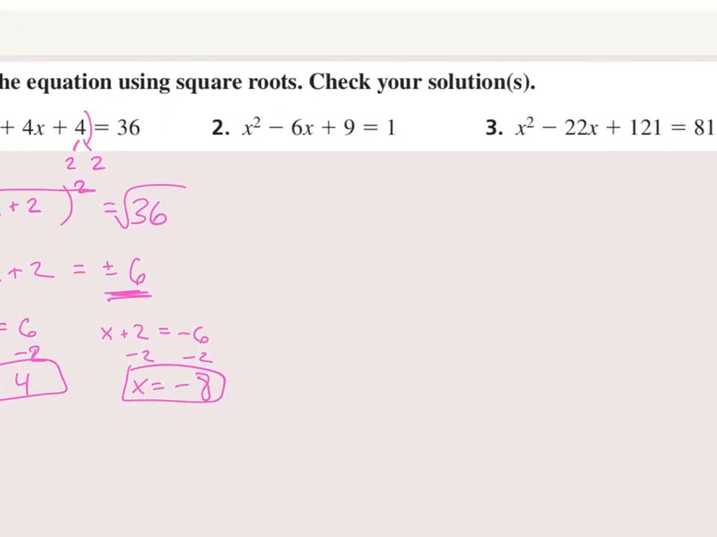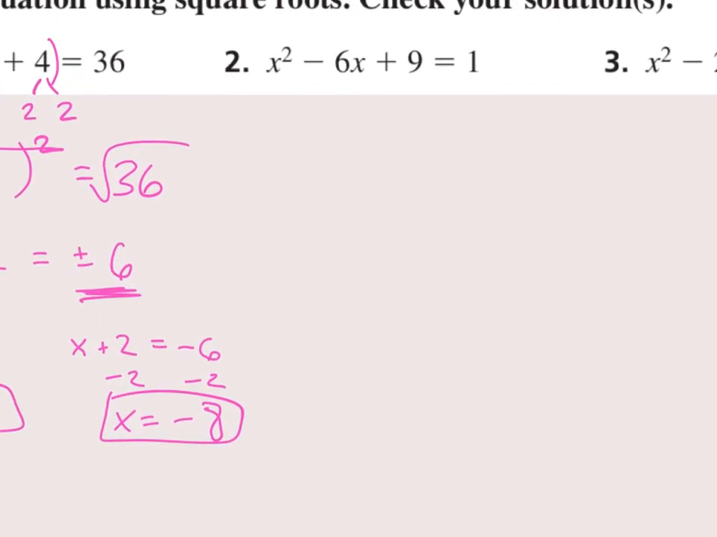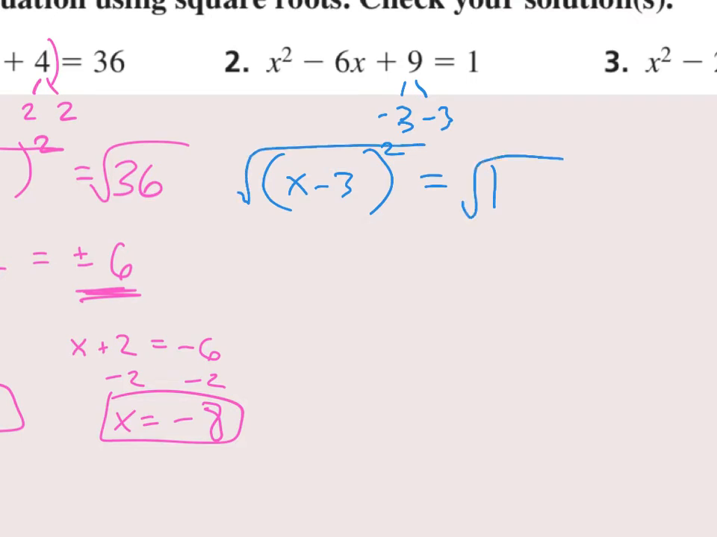All right, let's look at number 2. So what are 2 factors of 9 that add to negative 6? Negative 3 and negative 3. So again here, we're going to have a perfect square. So we have x minus 3 squared is equal to 1. We have a perfect square on the left and a perfect square on the right. What can we do? Take the square root of both sides.